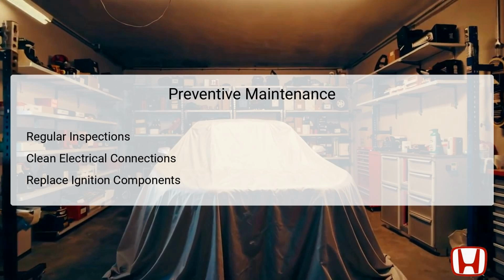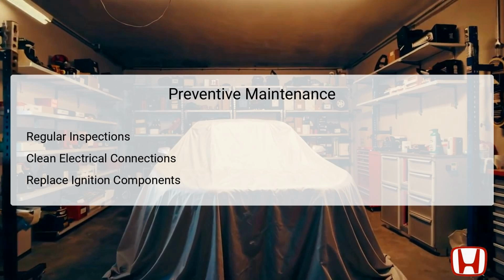Preventive maintenance plays an integral role in ensuring the longevity and reliability of the ignition system in the Honda Accord. Regular inspections of ignition components can help catch potential issues before they lead to significant problems, such as misfires or DTC faults. Cleaning electrical connections periodically helps prevent corrosion that could lead to circuit failures. It is also advisable to replace ignition components like coils and spark plugs at recommended intervals to ensure optimal engine performance.